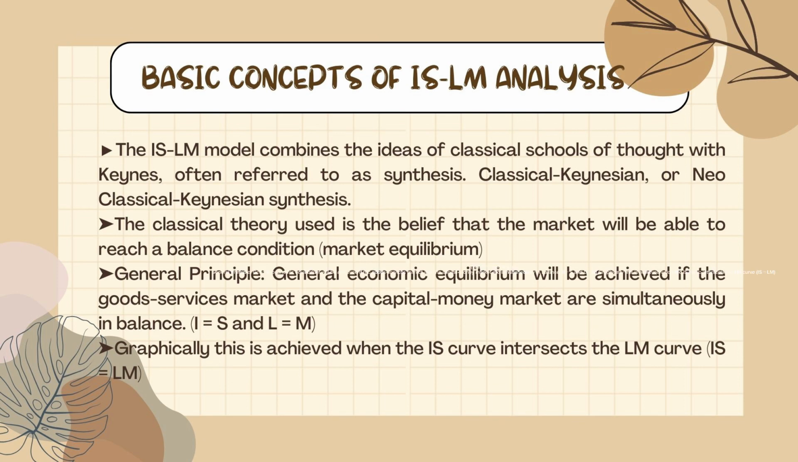Market equilibrium. General principle: general economic equilibrium will be achieved if the goods and services market and the capital and money market are simultaneously in balance. I equals S and L equals M. Graphically, this is achieved when the IS curve intersects the LM curve, IS equals LM.